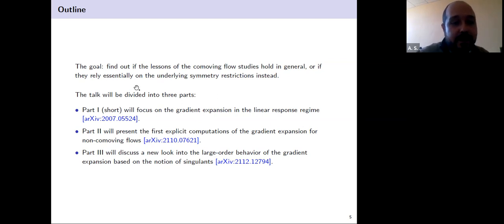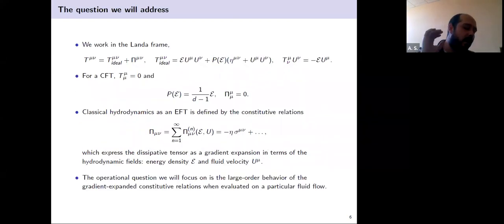With this goal in mind, I have divided this talk into three parts. The first part is going to be short, and it's going to focus on the gradient expansion in the linear response regime. In the second part, I will present the first explicit computations of the gradient expansion for non-comoving flows. And in the third part, I'm going to discuss a new look into the large order behavior of the gradient expansion, which is based on a notion I will refer to as a singulant, and which I will introduce in due time.